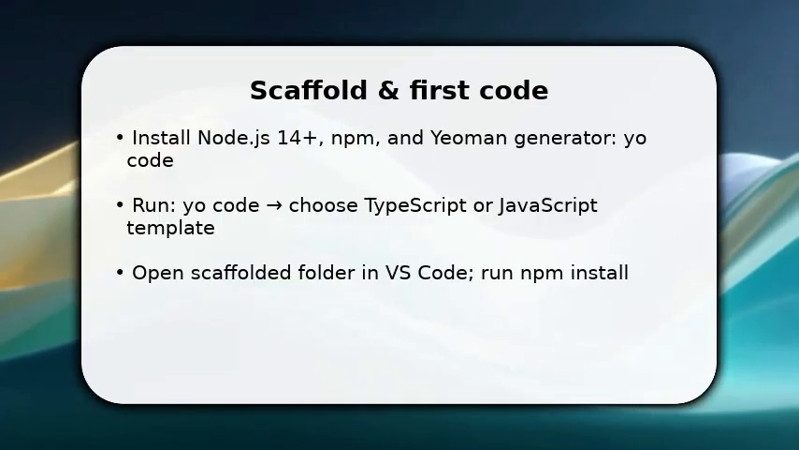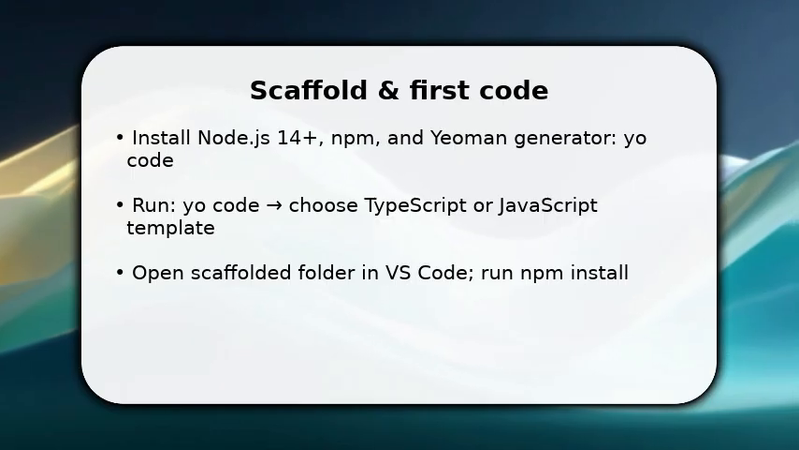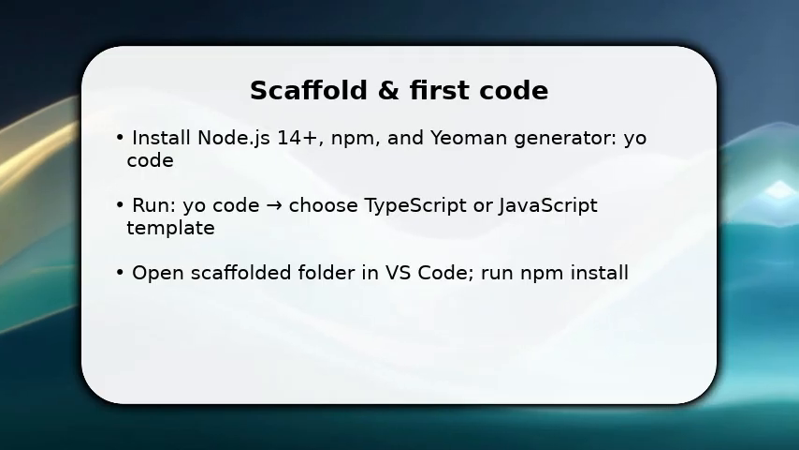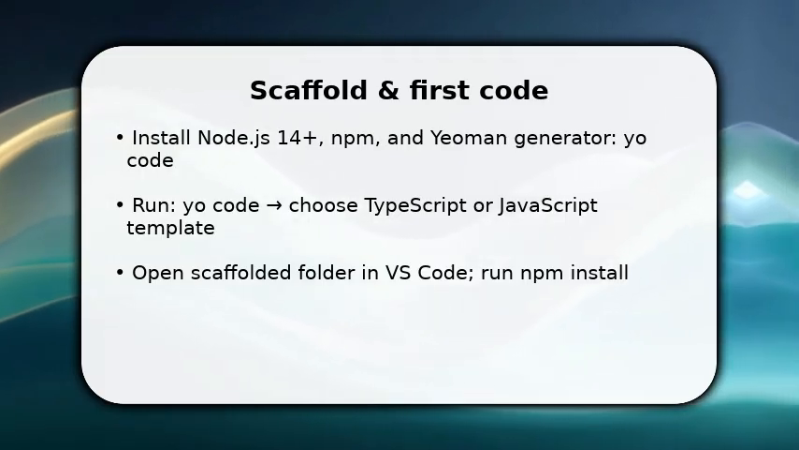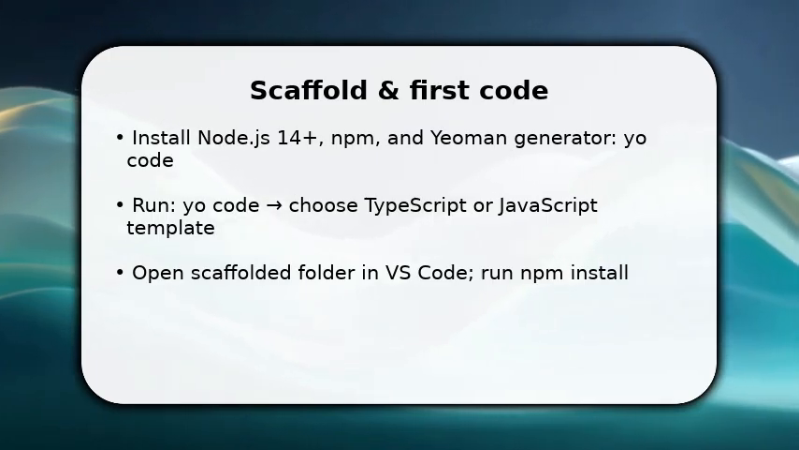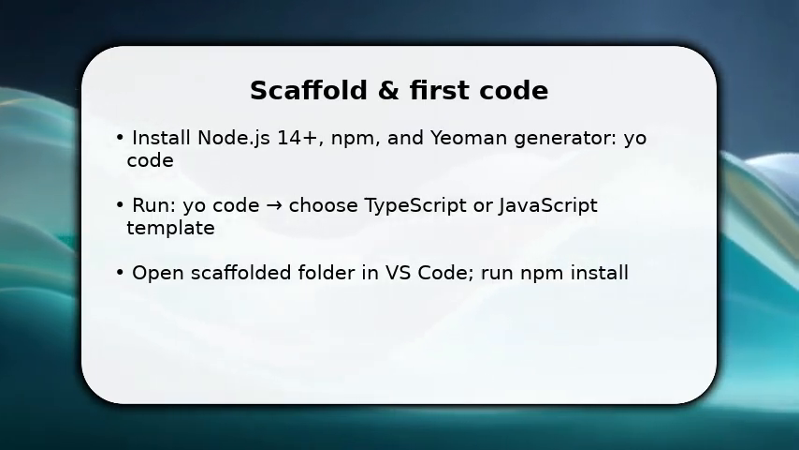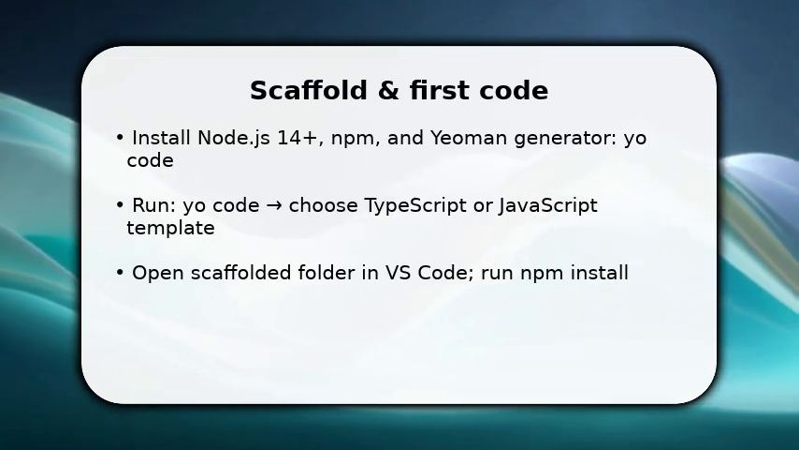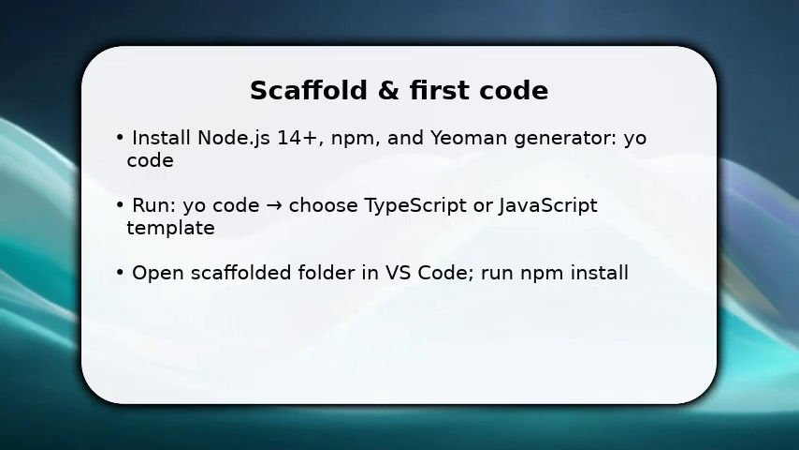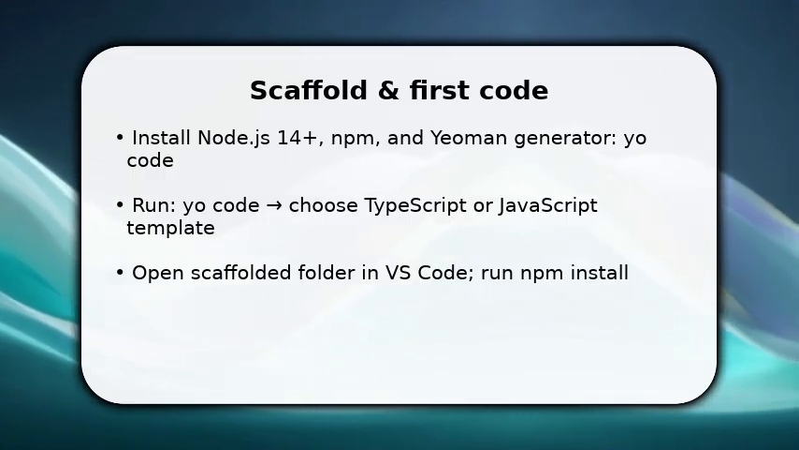You begin by scaffolding the extension so you can focus on features instead of wiring. Once you have Node and VSCode installed, run the generator and pick TypeScript for type safety or JavaScript for speed. After scaffolding, open the folder in VSCode and run npm install so dependencies resolve. Then launch the extension development host immediately to confirm the template command works.